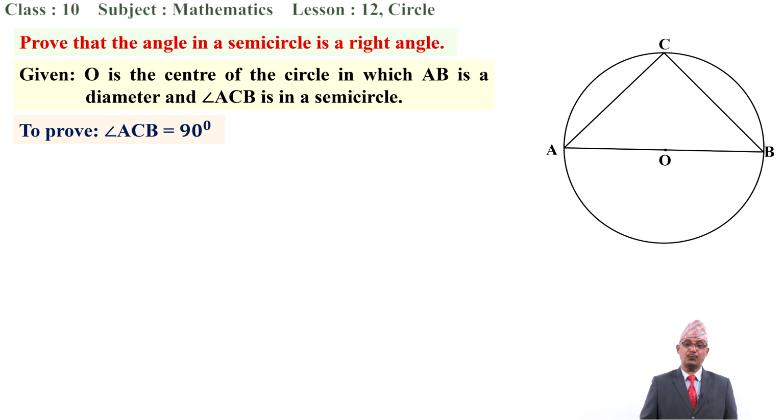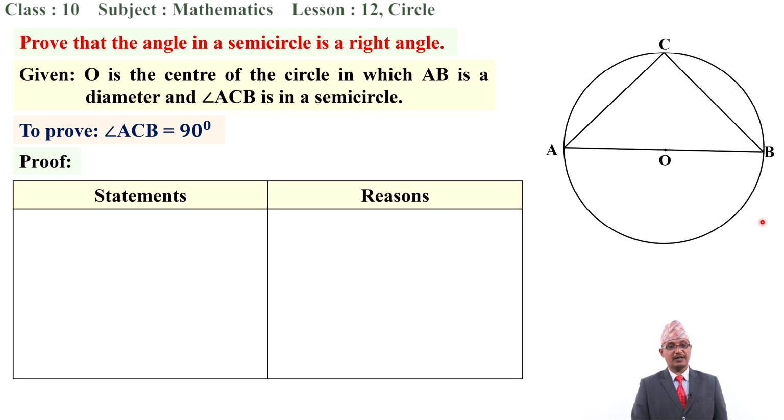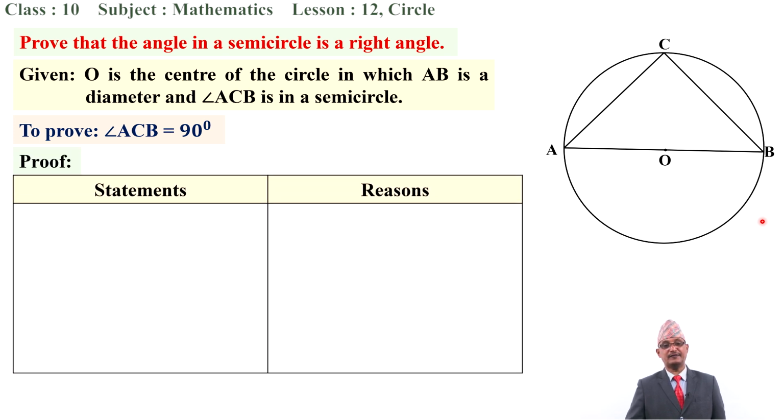Okay, how can we prove this angle ACB is 90 degree theoretically? Is this figure sufficient or do we need to do construction? Yes, you are correct. This figure is sufficient. We do not need to do the construction. So we write proof, statements, reasons. This is the format of proving any theorem theoretically.